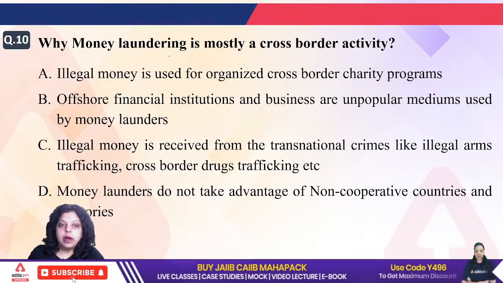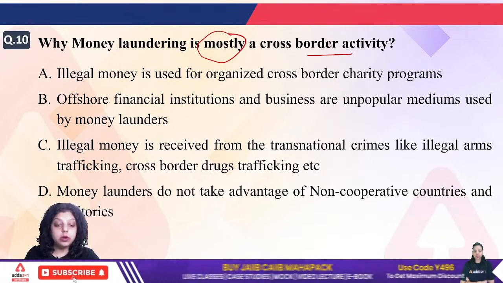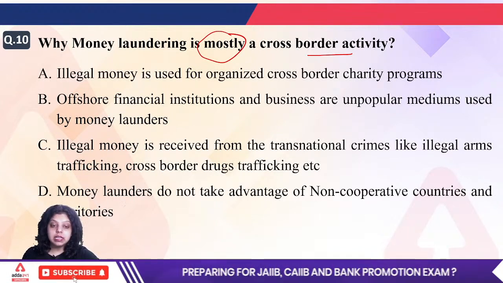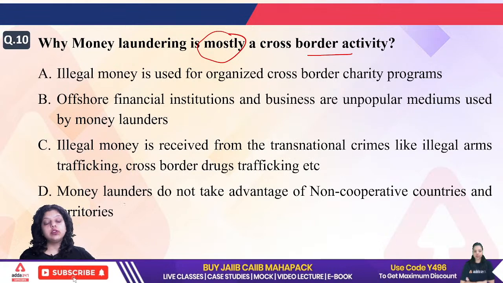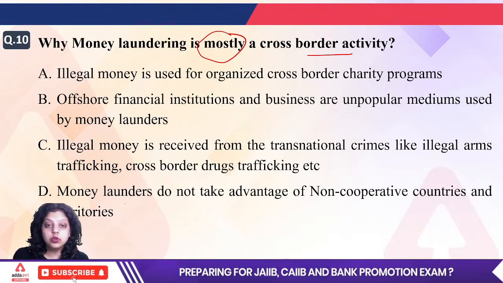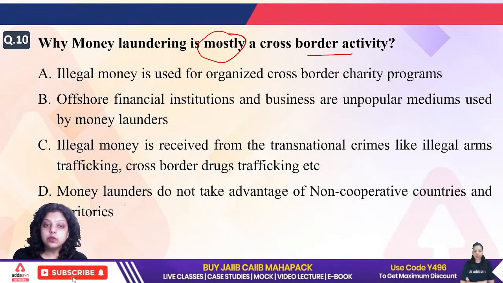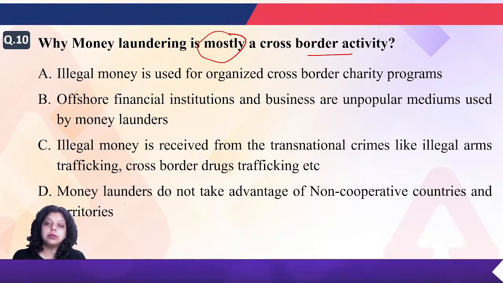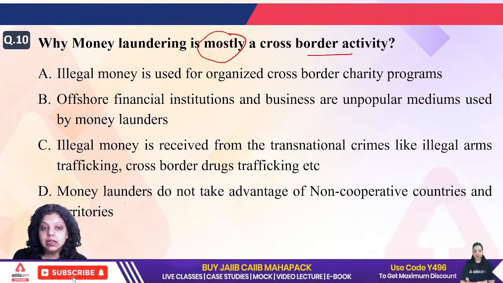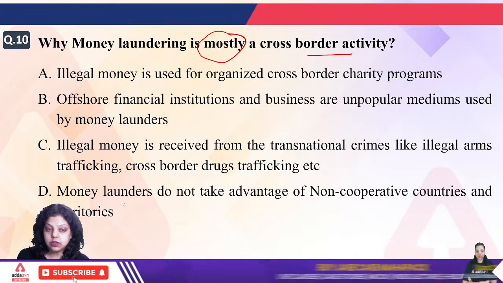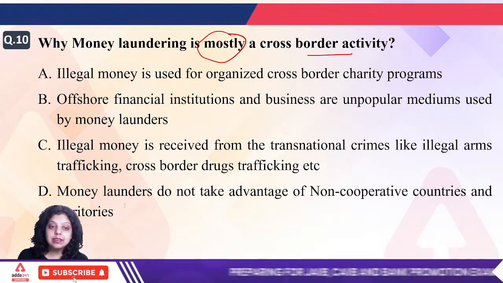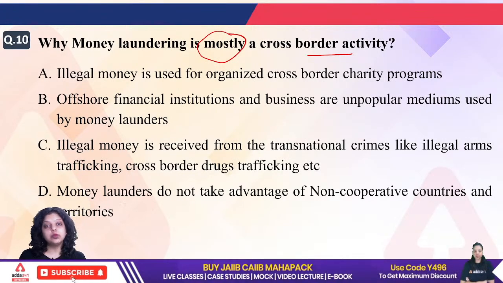Next, why is money laundering mostly a cross-border activity? Now, what is money laundering? Money laundering is simple: conversion of black money into white money is known as money laundering. So we are asking why money laundering is mostly a cross-border activity. First says illegal money is used for organized cross-border charity programs. Offshore financial institutions and businesses are unpopular mediums used by money launderers. Illegal money is received from transactional crimes like illegal arms trafficking, cross-border drug trafficking, etc. Money launderers do not take advantage of non-cooperative countries and territories. Which of the following is the actual reason behind money laundering being mostly a cross-border activity?